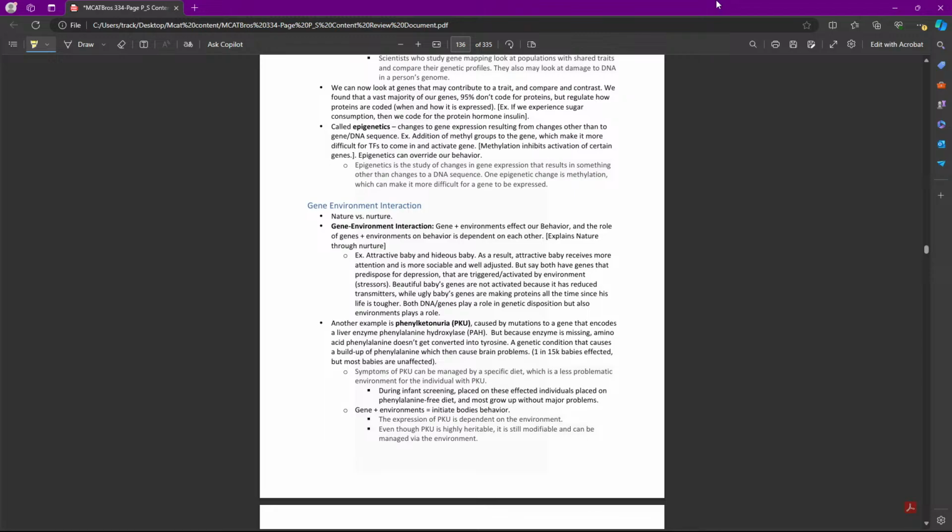We found that the vast majority of our genes, 95%, don't encode for proteins. Rather, they affect how proteins are coded, because of introns.